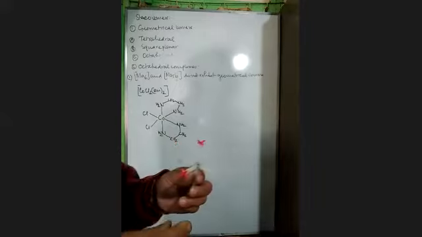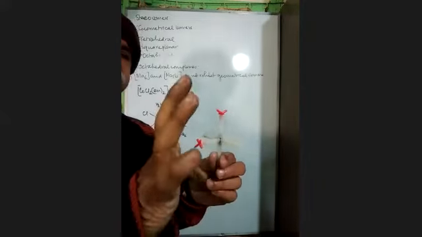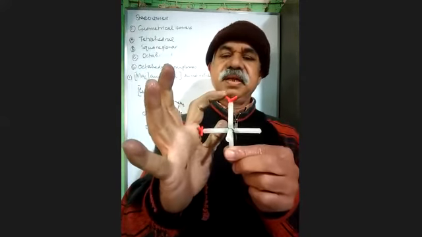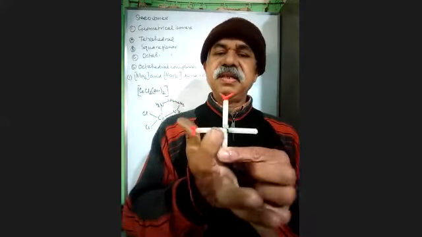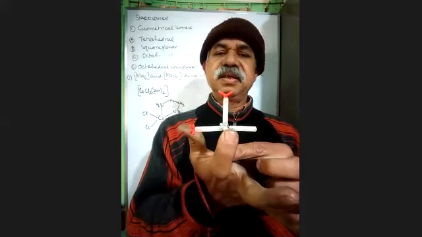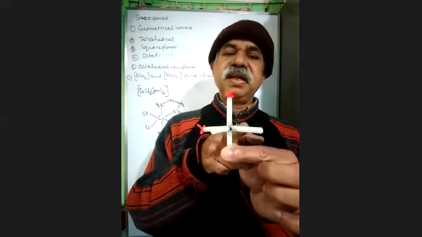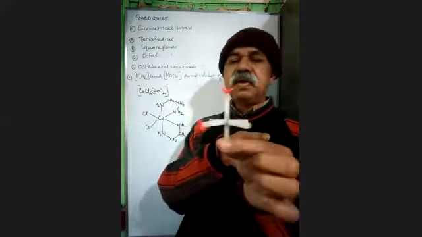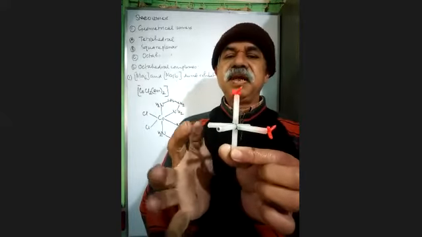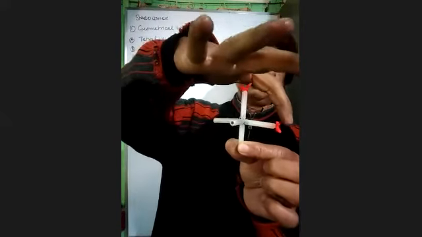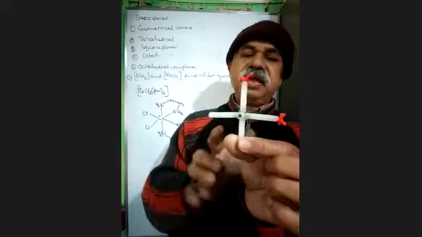CH2, CH2, NH2, NH2. See, they're on the same side. Okay, I'll show you how it looks. This is like this, and this is like this, and here you have two Cl. I will turn it like this. One Cl, one Cl. This is this, and this is this.